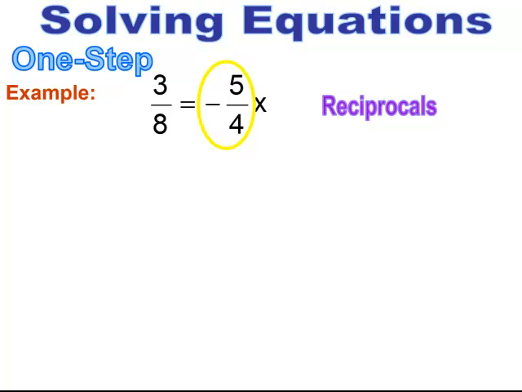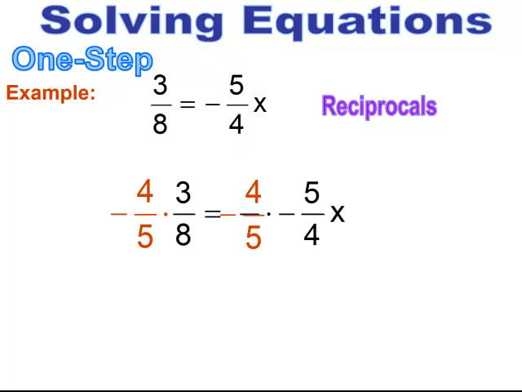And notice I have a negative, so I'm going to have to multiply by the reciprocal and the negative. That will cancel out and give me a coefficient of 1. And then on the other side, I have multiplication of fractions. When you multiply fractions, you want to simplify first, and then you're going to multiply across. So in this case, I get x equals a negative 3 over 10.